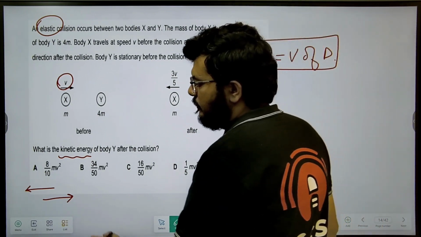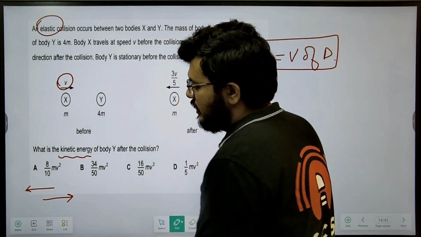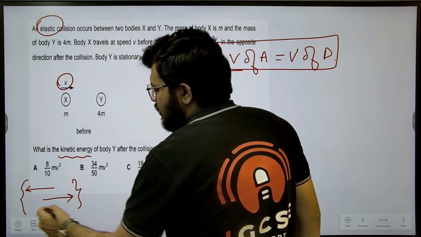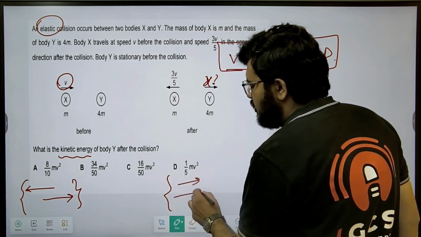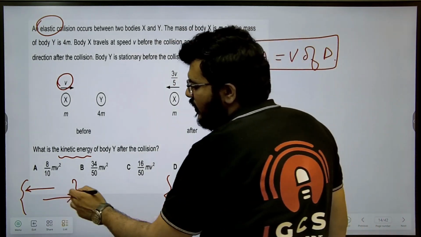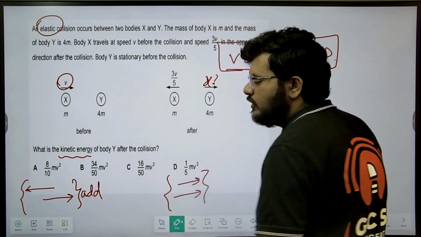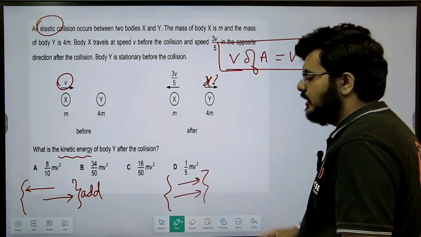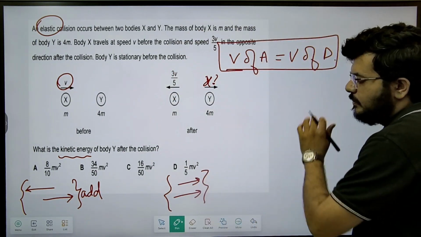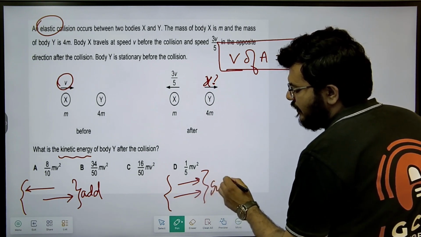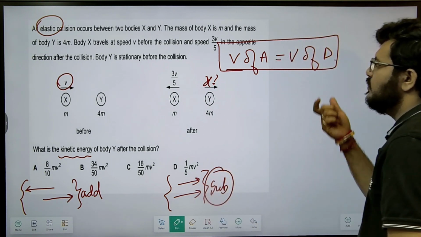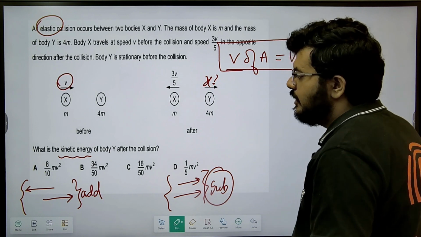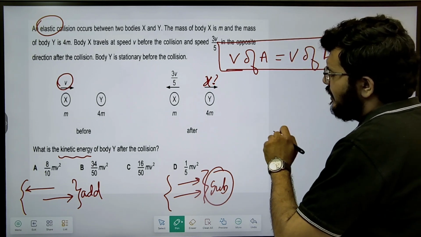Or you can say velocity of approach is equal to velocity of departure. The bodies may be in opposite direction, right, or they are in the same direction. These are the two conditions that are there. If they are in opposite direction, just add the magnitude of velocity. That is the relative velocity of approach or departure. And you subtract if they are in the same direction, that is again your velocity of approach or departure. Let's quickly find that out.